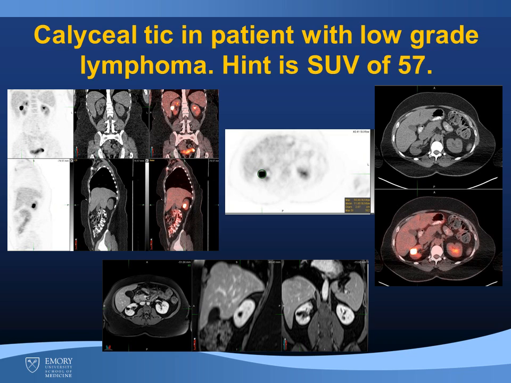Now this patient had intense activity within an apparent abnormality in the kidney. Now, the SUV was 57. That's very high. And this patient otherwise just had low-grade lymphoma. On further evaluation, we saw this activity was related to this low density area in the kidney, so we got an MR, and this turned out to be a calyceal diverticulum.